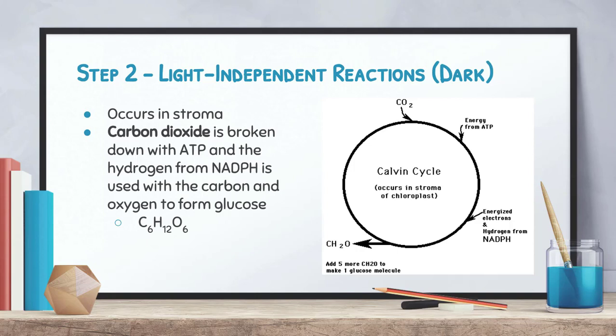But we're taking the carbon dioxide as one of our reactants. The energy in the form of ATP. High energy electrons and NADPH. We're using the hydrogen, the carbon, and the oxygen, and we're rearranging all of those to form a glucose molecule. So this is the process in which sugar is actually made through photosynthesis.